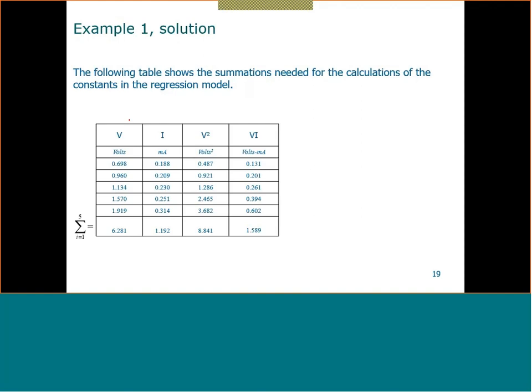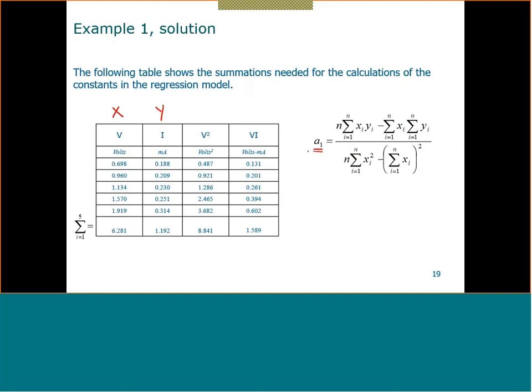So this is my data, this is my V, and this is my I. This is from the question. Then I need to calculate V square and VI, so I just square this column. Now this is my X in the formula, and this is my Y, and this is the formula I'm referring to. This is the original formula to find my A1.